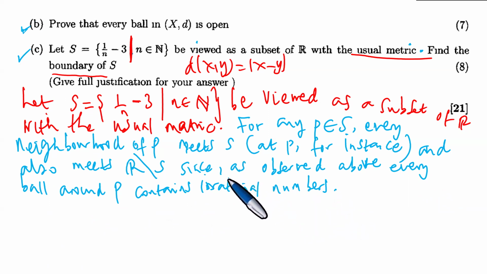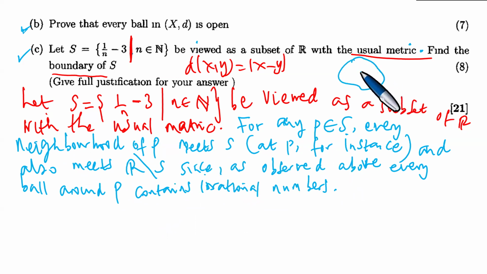Okay, we analyze this. We are then saying we let S be this given set containing 1 over n minus 3, where n is an element of the naturals, be viewed as a subset of the real numbers with the usual metric. For any point, we pick a random point P in S. Every neighborhood of P, well, we'll just define a neighborhood, but the neighborhood becomes an open set that contains P. It need not be an open ball, but an open set that contains P is what we call a neighborhood of P. So every neighborhood of P meets S because P is a member of S.